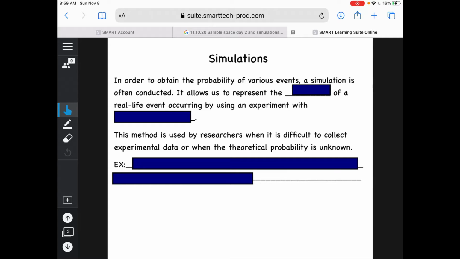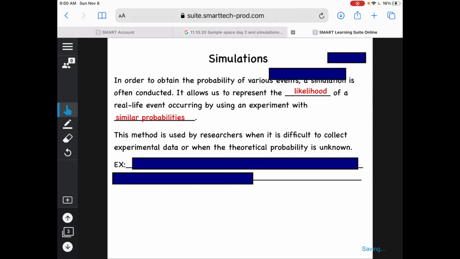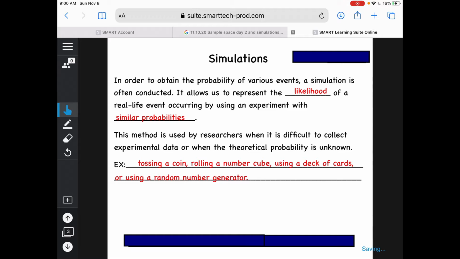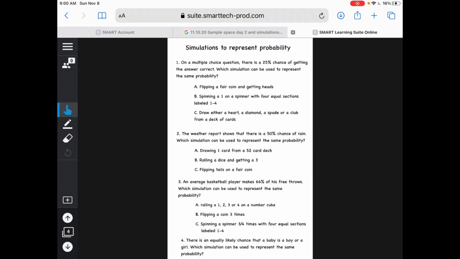So in order to obtain the probability of various events, a simulation is often conducted. It allows us to represent the likelihood of a real-life event occurring by using an experiment with similar probabilities. This method is used by researchers when it is difficult to collect experimental data or when the theoretical probability is unknown. So for example, tossing a coin, rolling a number cube, using a deck of cards, or even using a random number generator. These are all ways to use a simulation. You can conduct these simulations to figure out the probabilities of real-life events.